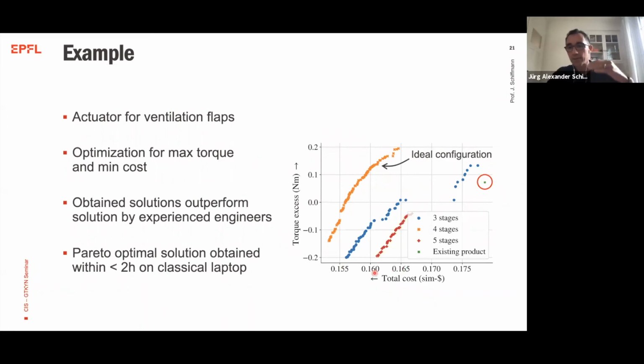Okay, and we did this optimization for 3, 4, and 5 gear stages. And we did this optimization on a laptop computer. What can clearly be seen is that the green square that is circled on the far right of this graph is the design that the company came up with after 1 month of work. And these curves here have been achieved on a classical laptop within 2 hours.